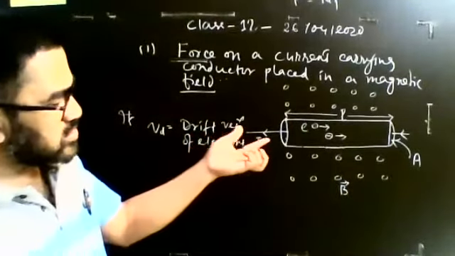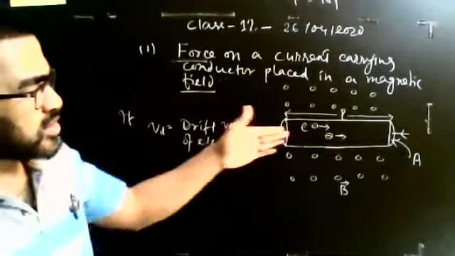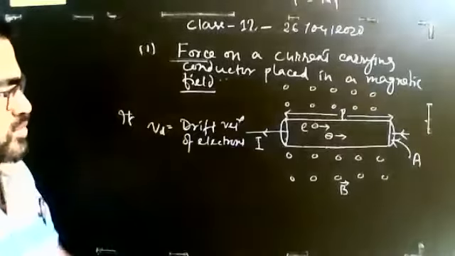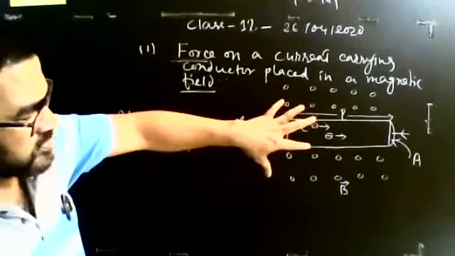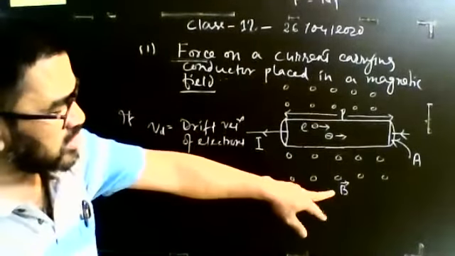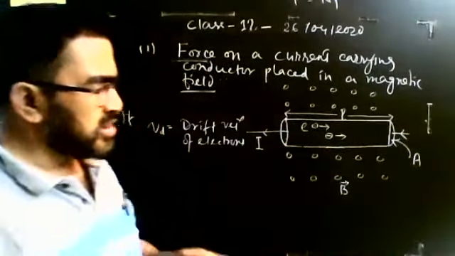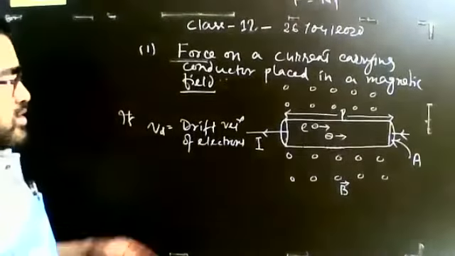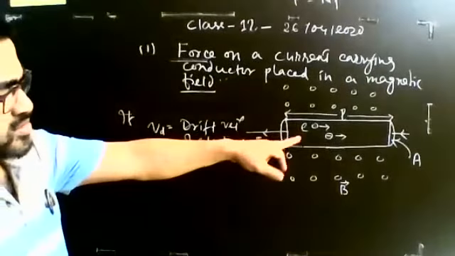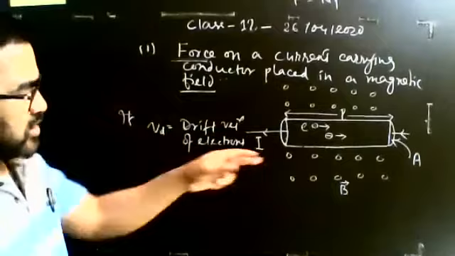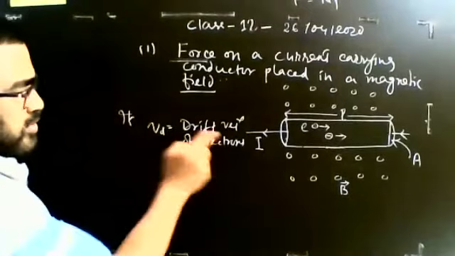The electrons will be deviated from their original direction of motion because the conductor is placed within a magnetic field having uniform strength B vector. As we know, when a charged particle moves in a magnetic field, it experiences some force. So here electrons are moving within the magnetic field. That is why each and every electron within this conductor will experience some force, and their drift velocity direction will change.